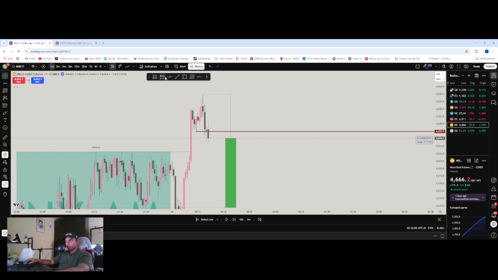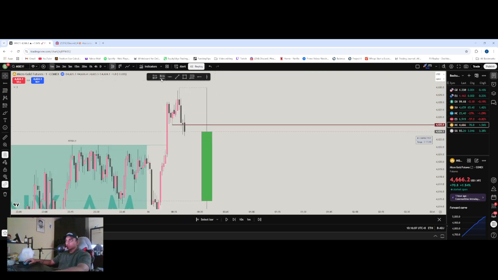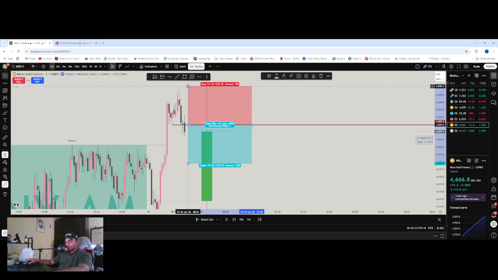Okay, so our first entry, once it breaks the structure, you can just take. That would be the aggressive one. The more conservative one would be when it comes back to retap this entry, right? Most of the time I would do that, right?